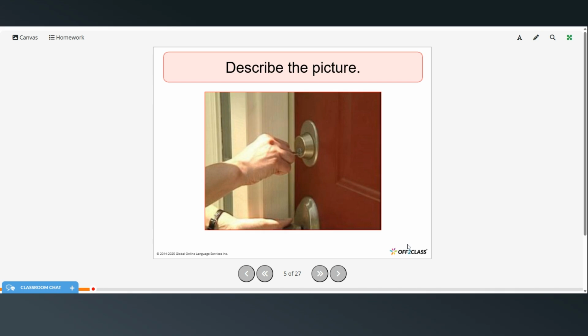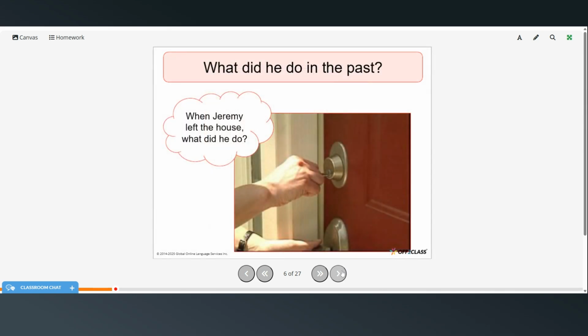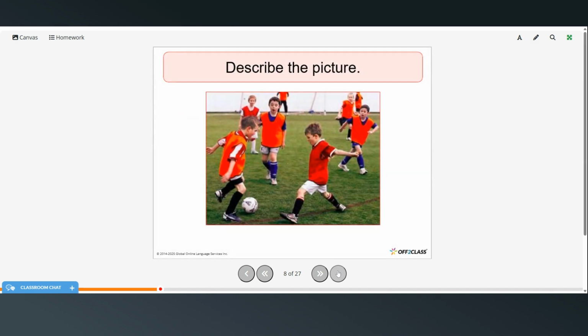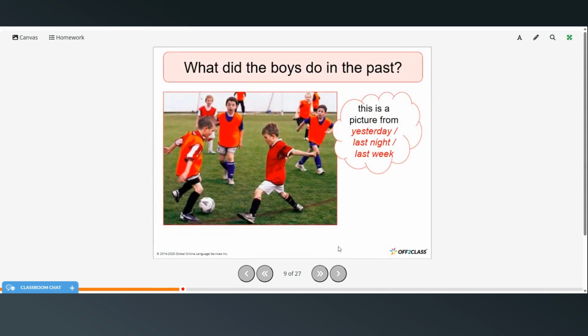How about describing this picture? When Jeremy left the house, what did he do? So he locked the door or he closed the door. Again, that's an action that started and finished in the past. And here's another picture. And what did the boys do in the past?